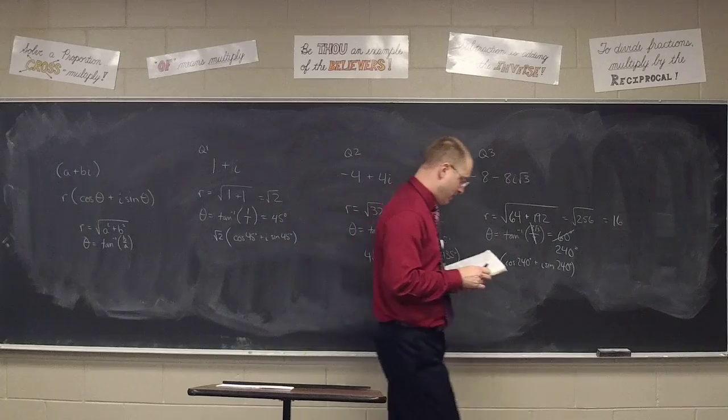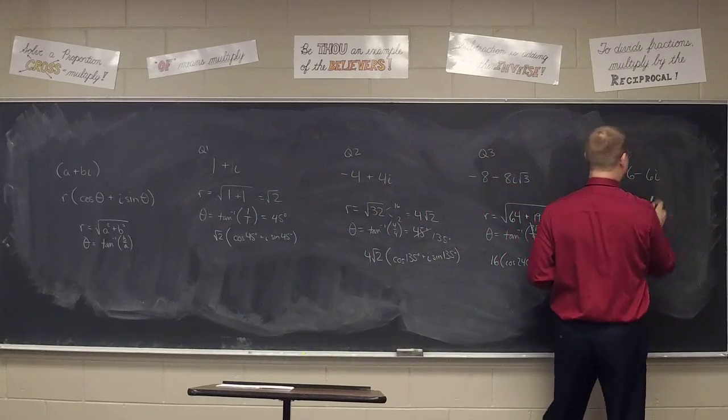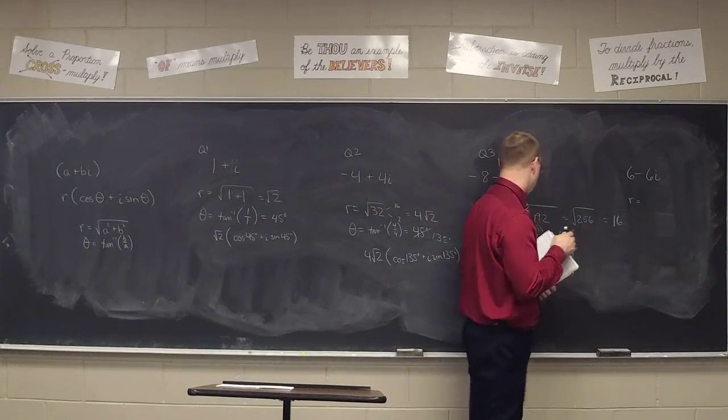Mm-hmm. All right, and then number 11, we had 6 negative 6i. What did you get for the r value here, Quentin?